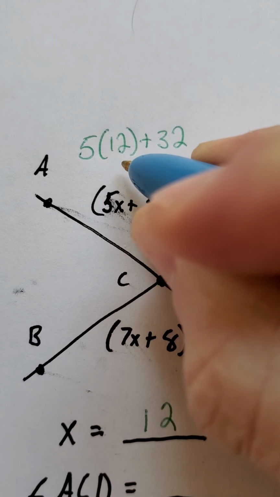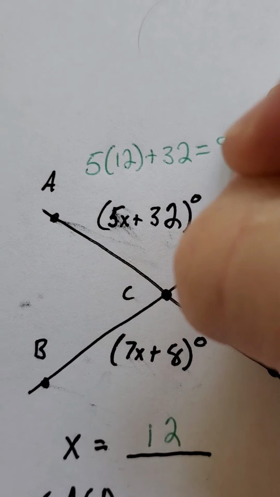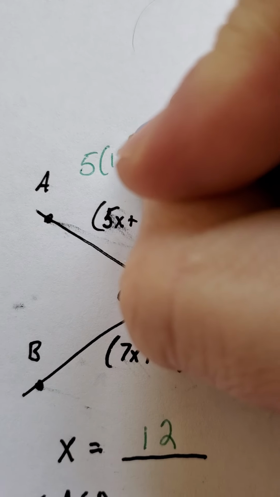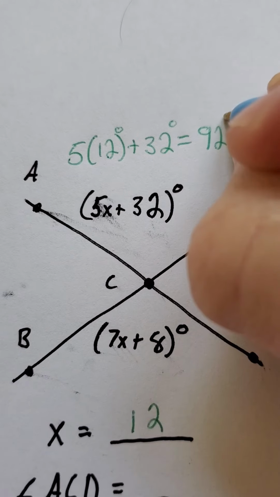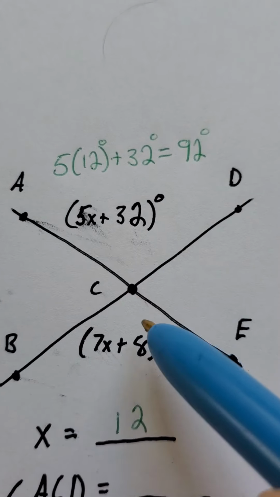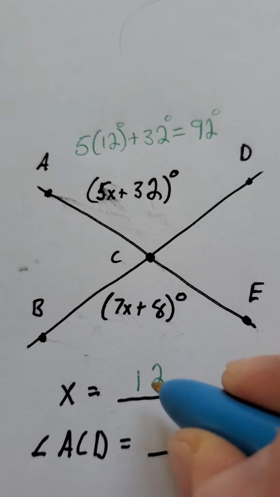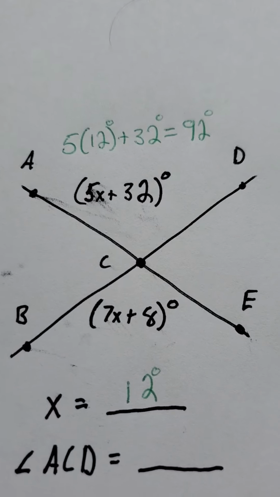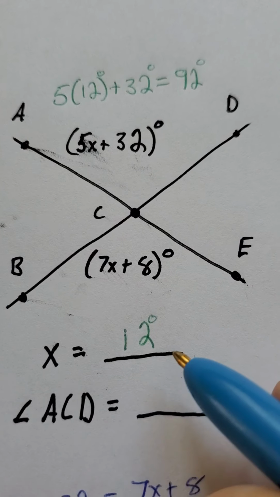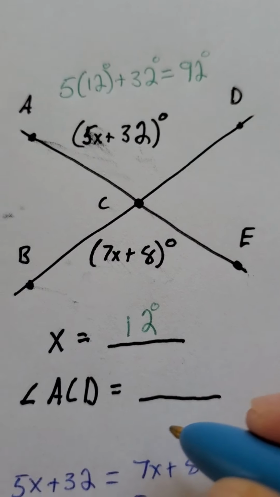5 times 12 is 60. 60 plus 32 is 92. And put my degree symbols on here. So what we find is angle ACD is 92 degrees by putting the variable back in. Make sure you do put your degree symbols on there. So x is 12 degrees. Angle ACD is 92 degrees.